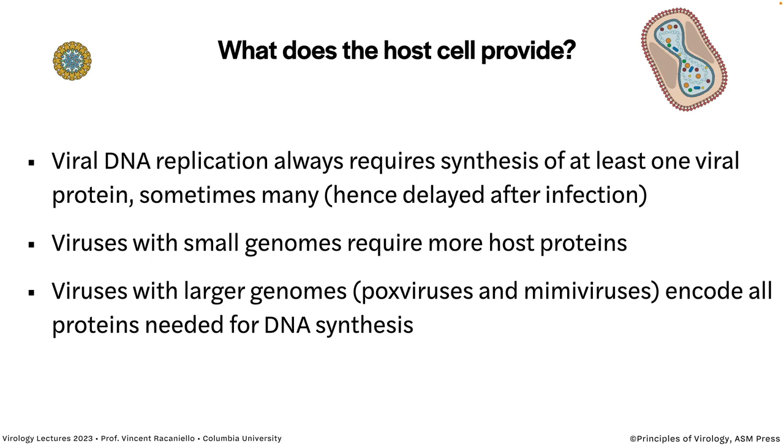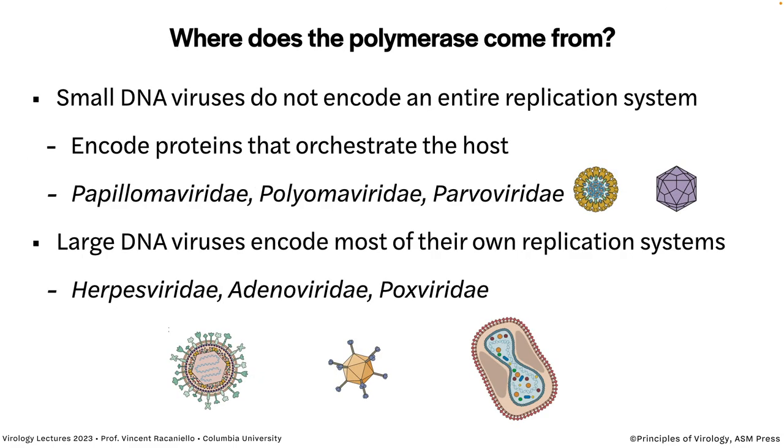And the DNA polymerase, its origin is interesting to look at. The small DNA viruses do not encode a DNA polymerase. The papillomaviruses, the polyomaviruses, the parvoviruses, we'll see those today to jog your memory on what they are. They don't encode DNA polymerases. In fact, all they encode is one viral protein, which we say orchestrates the host. In other words, it's going to trick the host into copying their genomes. We'll see how that works today.